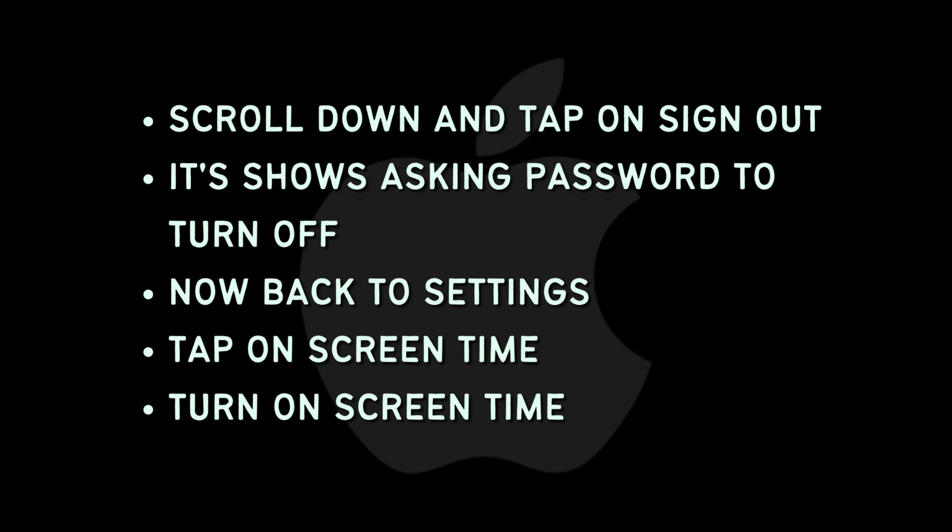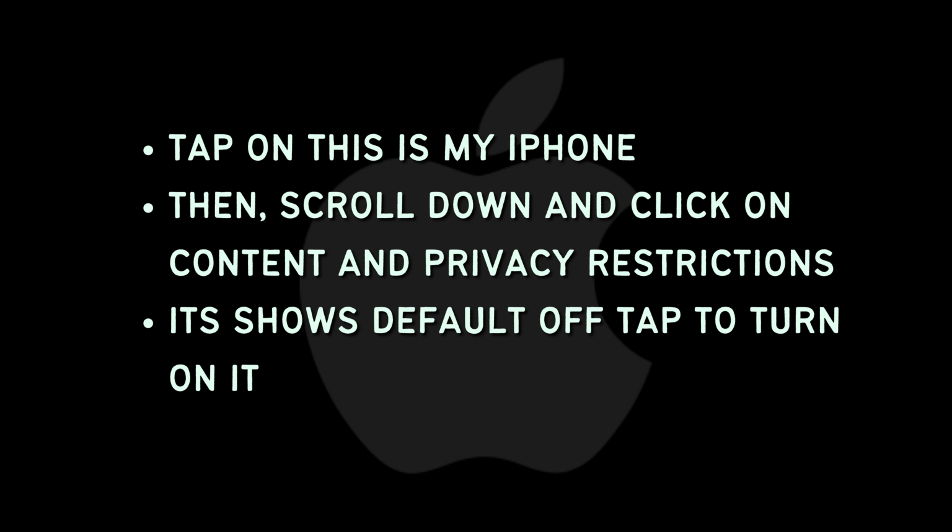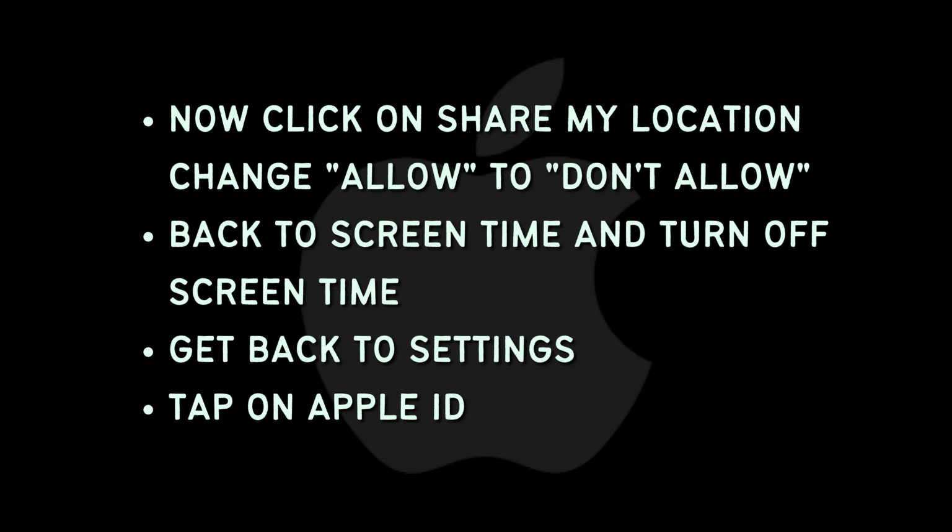Now back to Settings, tap on Screen Time, turn on Screen Time, tap on This is my iPhone, then scroll down and click on Content and Privacy Restrictions. It shows default off. Tap to turn on it. Now click on Share my location, change allow to don't allow. Back to screen time and turn off the screen time.